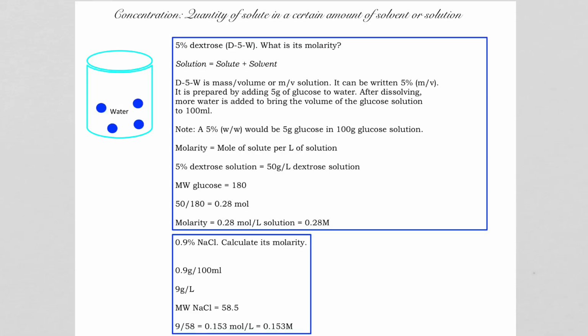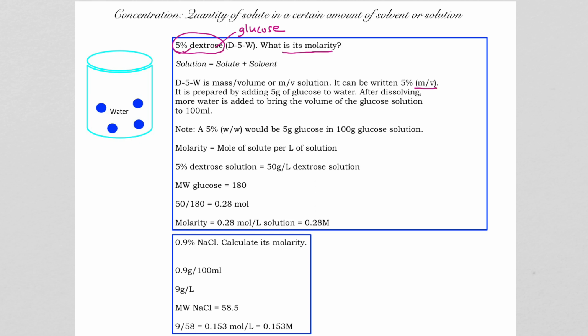So here are two examples of calculating concentration. Two liquids or fluids that are used quite often in the clinical world. One of them is 5% dextrose. Dextrose is just basically another name, an older name for glucose that's used still a lot in the clinical setting. So 5%. What is its molarity? So express the concentration. 5% usually means, if it's not written, mass per volume.